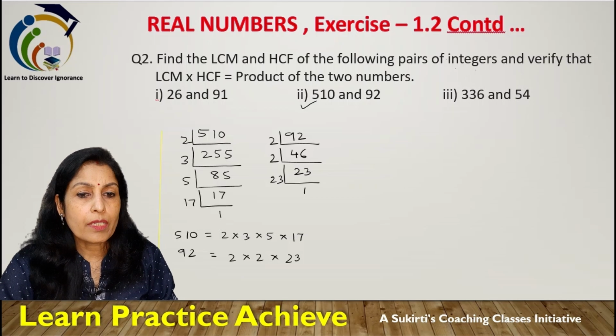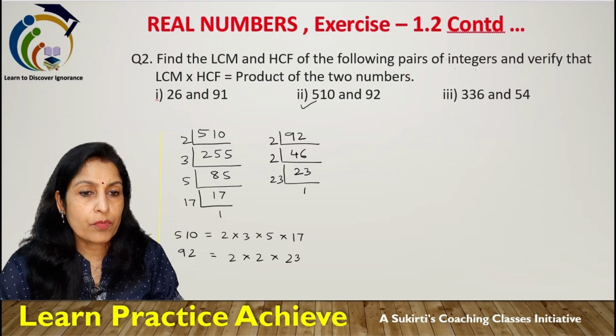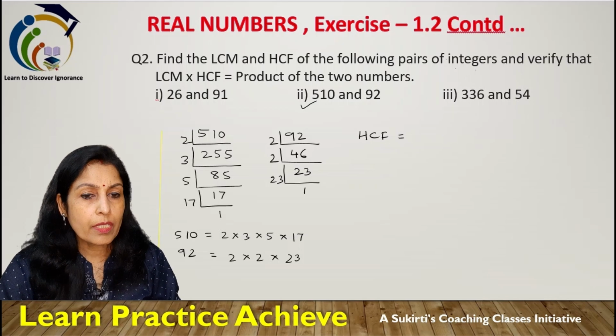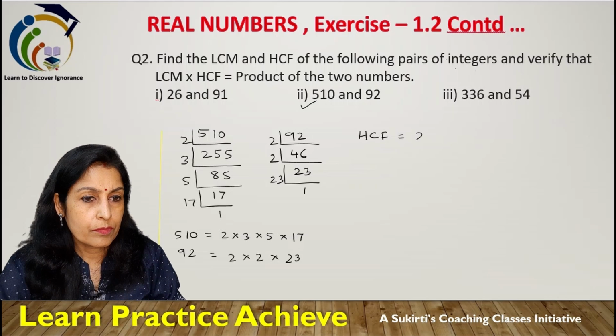So when we find the SCF and LCM of these numbers, SCF is equal to the common factor we will take. So the only common factor in these two numbers is 2.